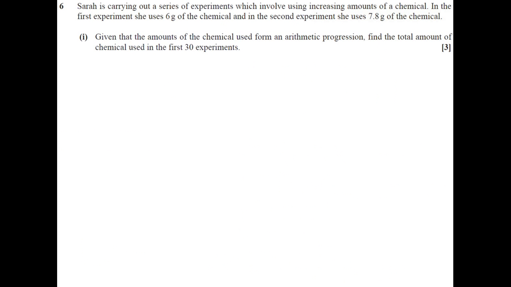Question 6. Sarah is carrying out a series of experiments which involve using increasing amounts of a chemical. The first experiment she uses 6 grams of a chemical. In the second experiment she uses 7.8 grams of a chemical. Given that the amounts of a chemical used form an arithmetic progression, that means to get from one term to the next, you have to add something, and we usually call it the common difference d. Okay. Find the total amount of chemical used in the first 30 experiments.